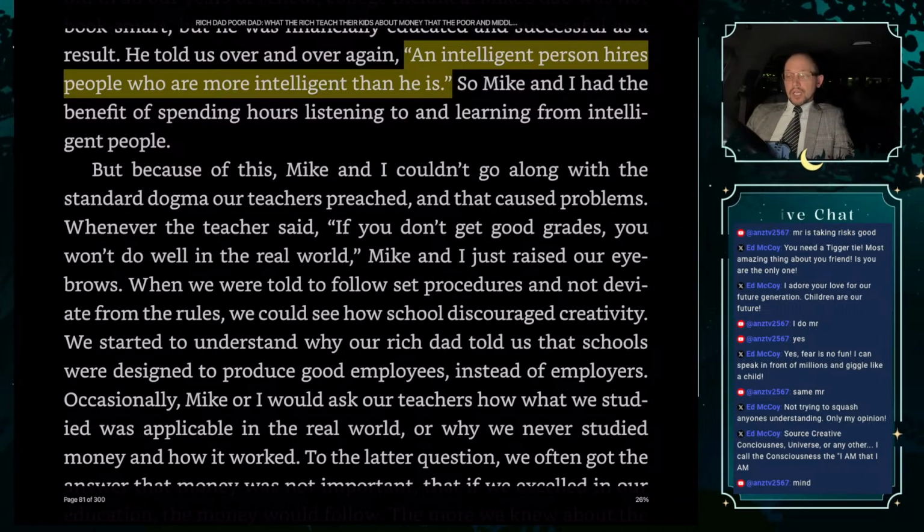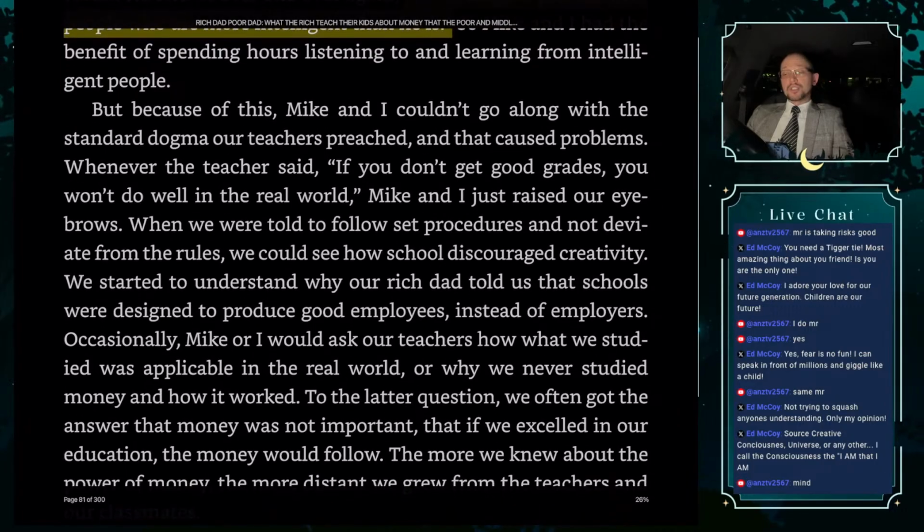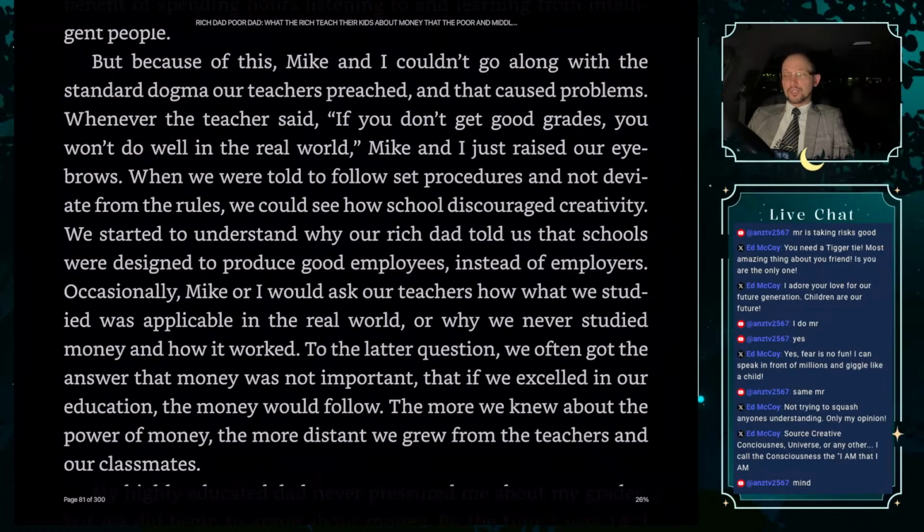But because of this, Mike and I couldn't go along with the standard dogma our teachers preached, and that caused problems. Whenever the teacher said, "If you don't get good grades, you won't do well in the real world," Mike and I just raised our eyebrows. When we were told to follow set procedures and not deviate from the rules, we could see how school discouraged creativity. We started to understand why our rich dad told us that schools were designed to produce good employees instead of employers.